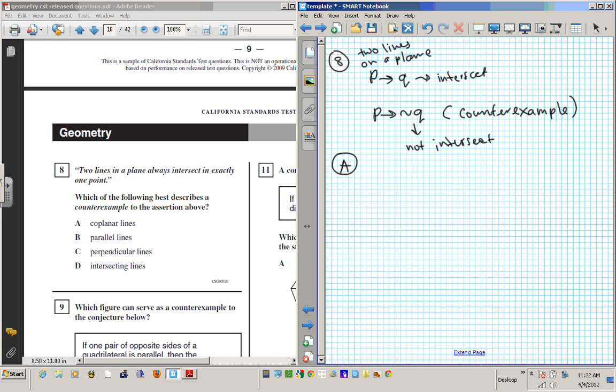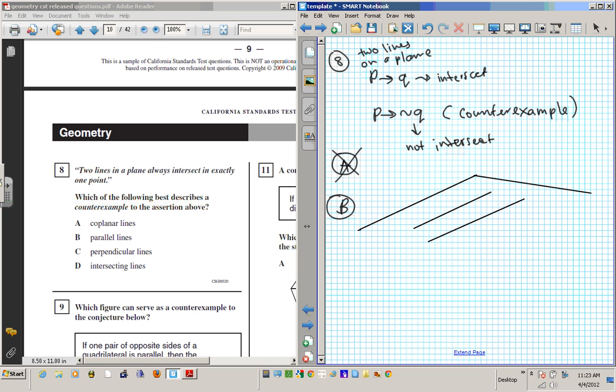So this first option fails because coplanar lines are on a plane, which is basically my hypothesis. It doesn't contradict anything. It's not a counterexample. Option B, two parallel lines. If I have two parallel lines, can I find a plane that contains them? Exactly, you can. For every two parallel lines, there exists a plane that contains these two lines. I can put these two lines on a bigger plane.